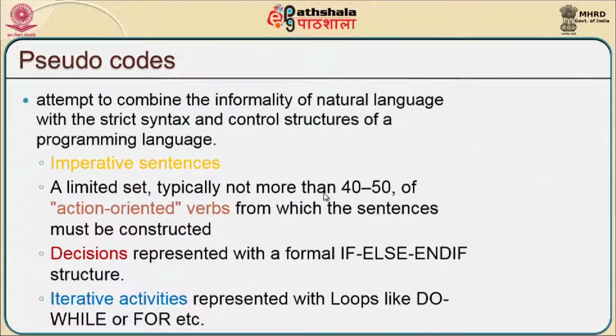So what does pseudocode mean? Pseudocode attempts to combine the informality of natural language with the strict syntax and control structures of a programming language. It is an imperative sentence, a limited set, typically not more than 40 to 50 instructions, of action-oriented verbs from which sentences must be constructed. Decisions are majorly represented with the formal if, else, end if structure, and iterative activities are represented with loops like do while or a for loop.